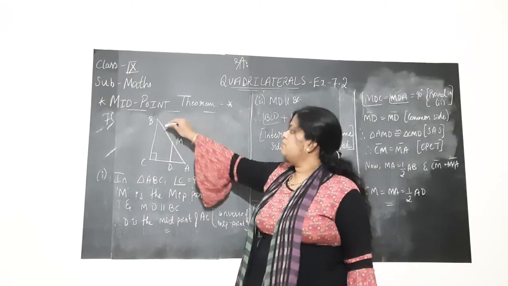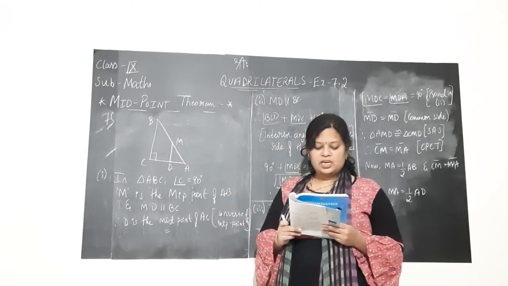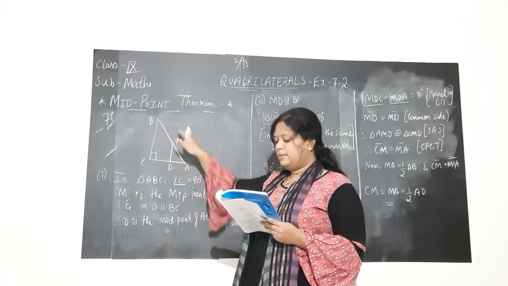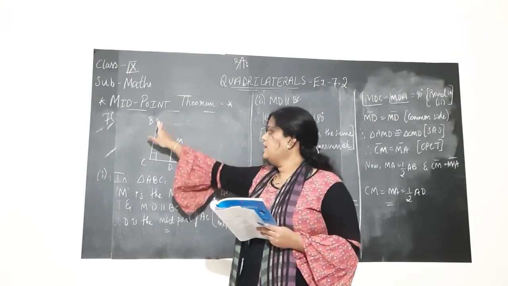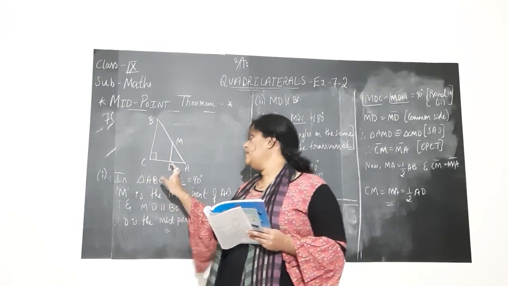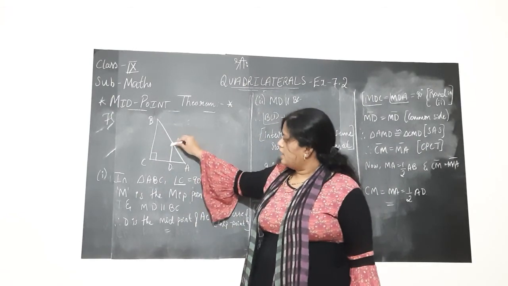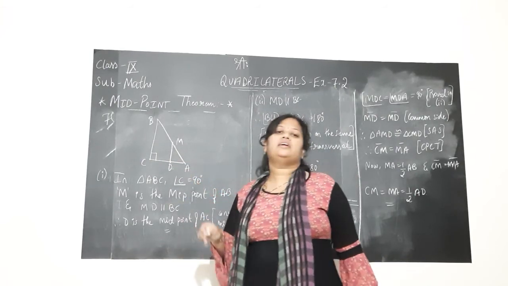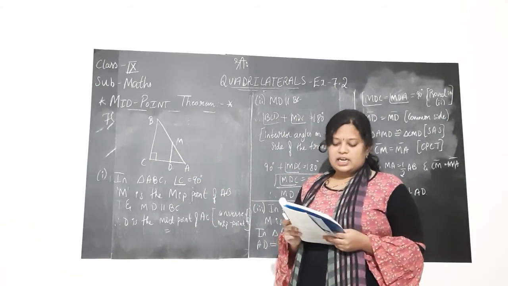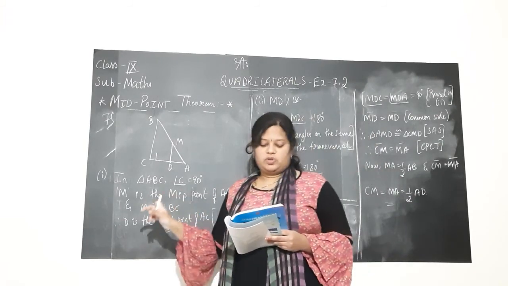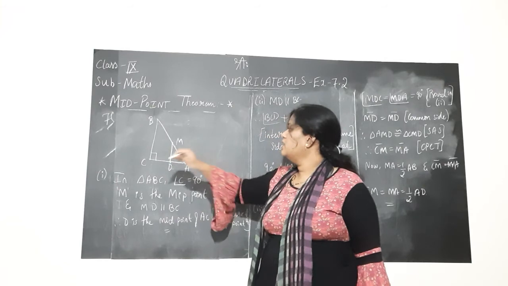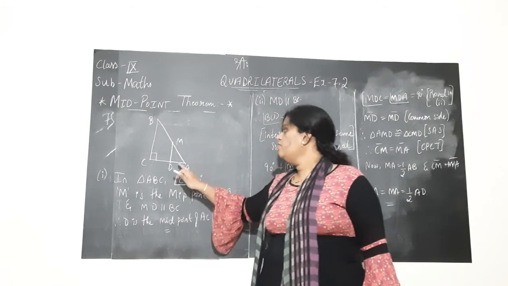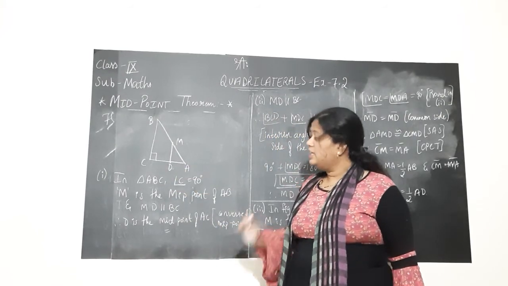They are telling M is the midpoint on the hypotenuse AB, and a line through M parallel to BC intersects AC at D. So this MD is parallel to BC, and it is intersecting the side AC at point D. There are three sub questions, children. In the first sub question, they are asking us to prove D is the midpoint of AC. Means for this side AC, we need to prove D is the midpoint.